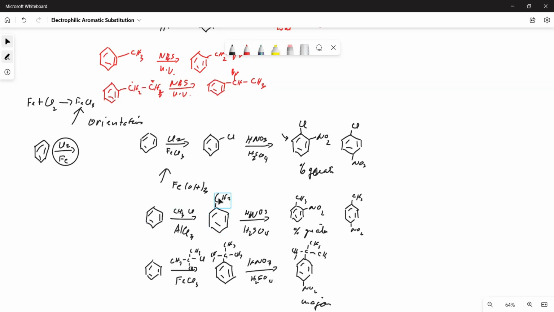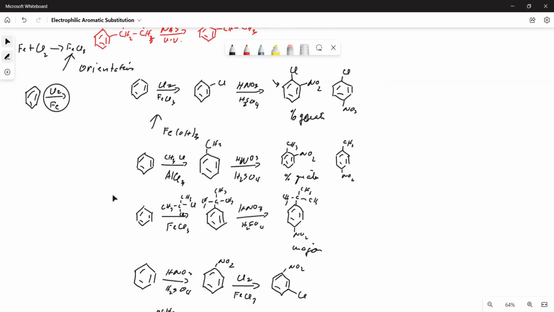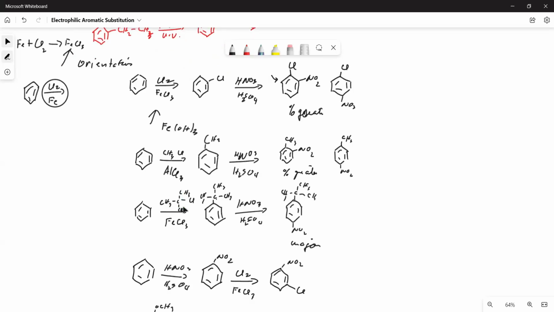Now, methyl group is an activating group, so therefore this is an ortho-para director again. So if you subject this to nitration, you have two products again. But since methyl is not really a bulky group, again, the ortho will have a greater yield compared to the para. But if you have this kind of reaction class, this is tertiary butyl chloride.